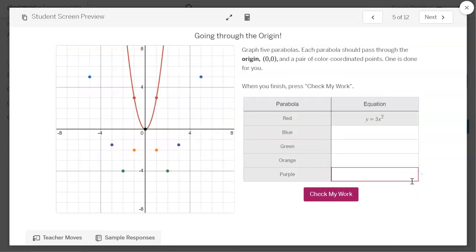On this one, all of these parabolas are to go through 0, 0, the origin. So you may want to make sure they're paying attention to the vertex of this graph. All of them have to pass through the origin. So the question is, does it have to be the vertex? You could ask that question. That would be a great conversation to have.